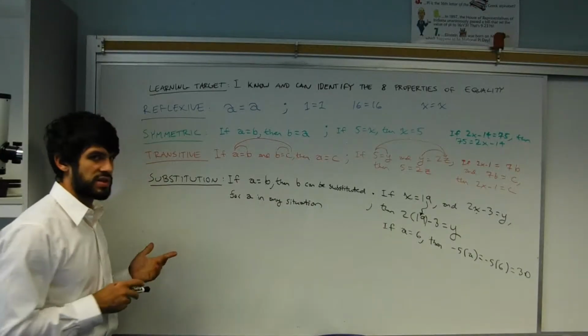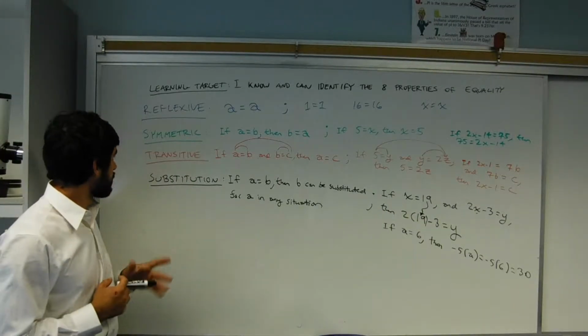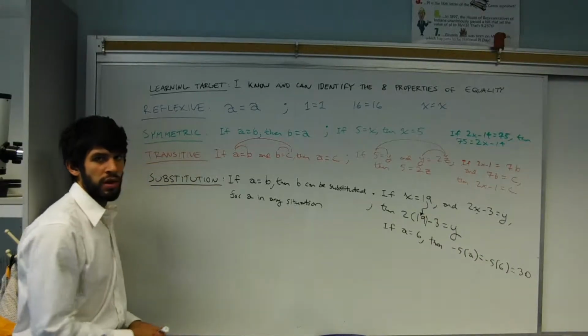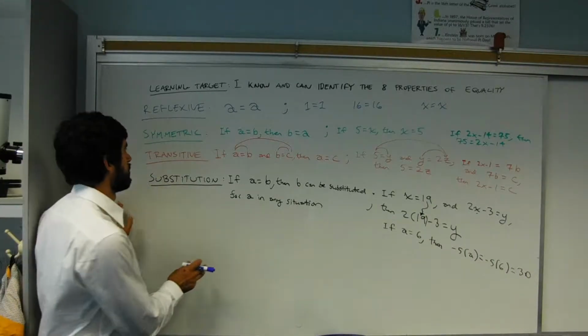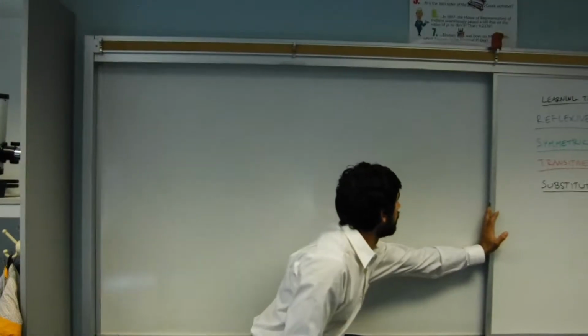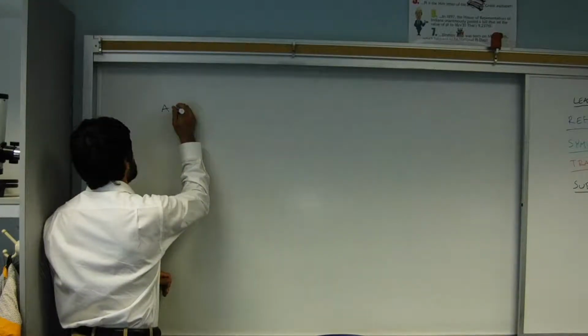So that is the substitution property. Now, those are our first 4 properties. We have 4 more to go through, most of which should be pretty quick. So I'm going to get a new whiteboard. So first up is the addition property.